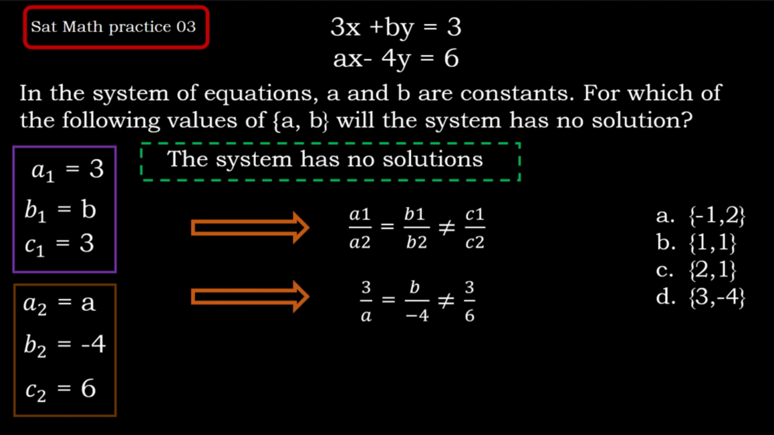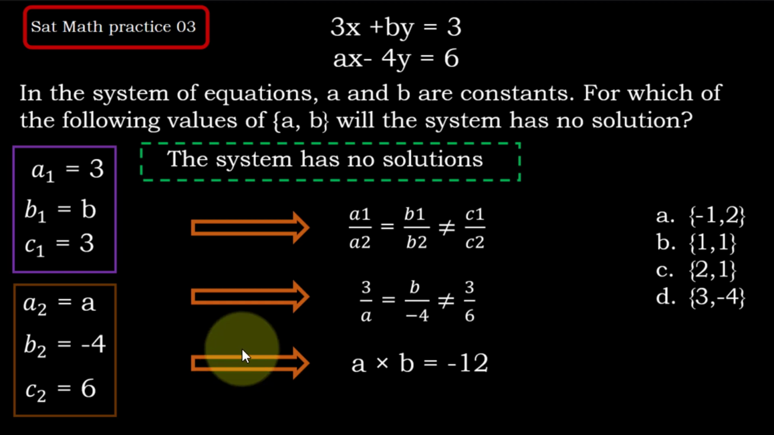3 over a equals b over negative 4 equals 3 over 6. Find the value of a times b. We can't find the value of a, and we can't find the value of b, because we just have two equal ratios, and a and b are unknown variables here, but we can find the value of a times b.